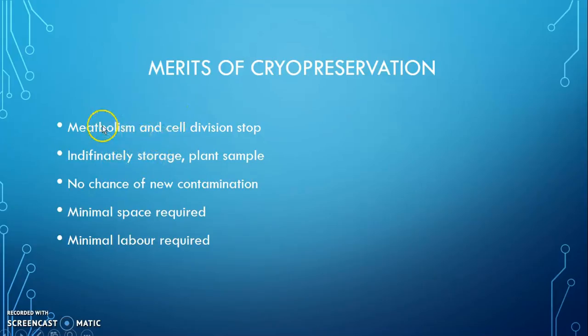Indefinitely, because the metabolism has stopped, the plant can be stored for any period of time, let's say for example a century, because the cells are not aging, and there is no chance of new contamination. The liquid nitrogen is so cold that even psychrotroph bacteria, which are bacteria that can thrive at very low temperatures, cannot continue to live at a temperature of negative 196 degrees Celsius.